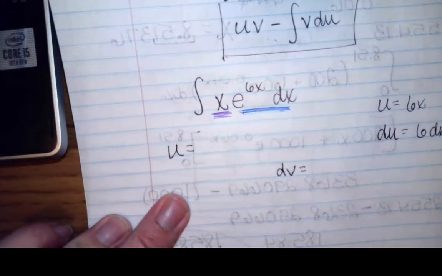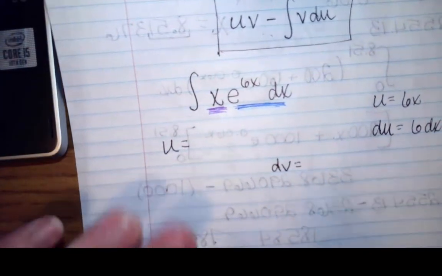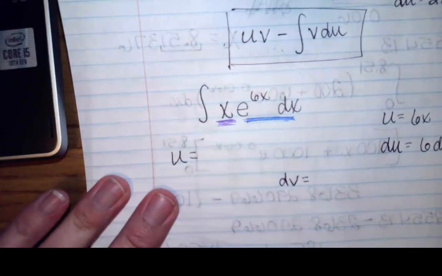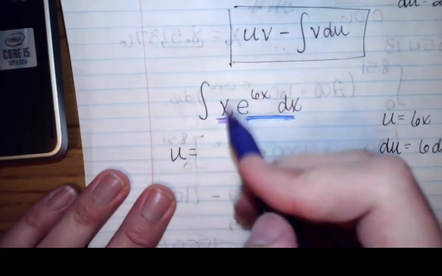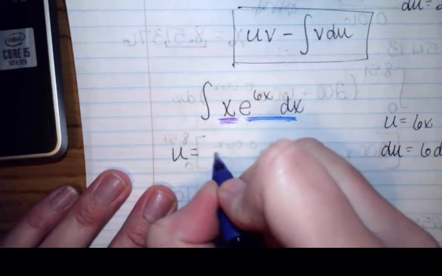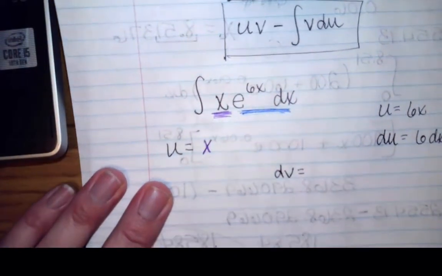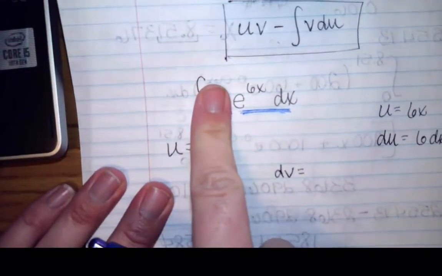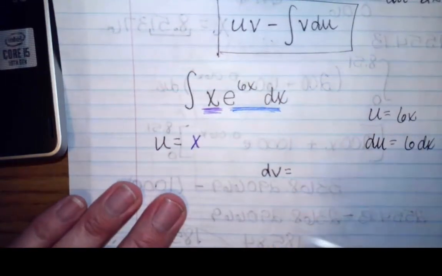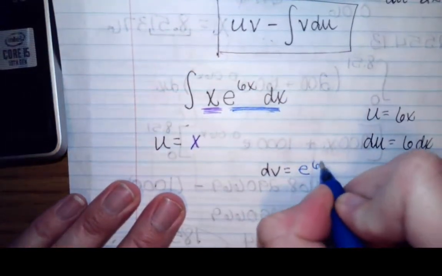So on this first one, my options are x and e to the 6x. Whoever is your dv will get your dx. So I've got two options. One of them needs to be u, and one of them needs to be dv. The easier looking one is going to be your u, so that's going to be x. What does that leave me with? That leaves me with e to the 6x dx, so that is going to be my dv.